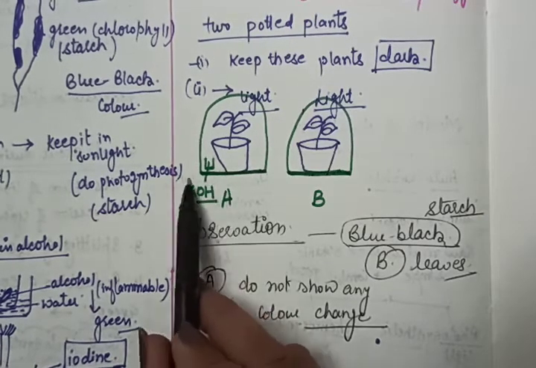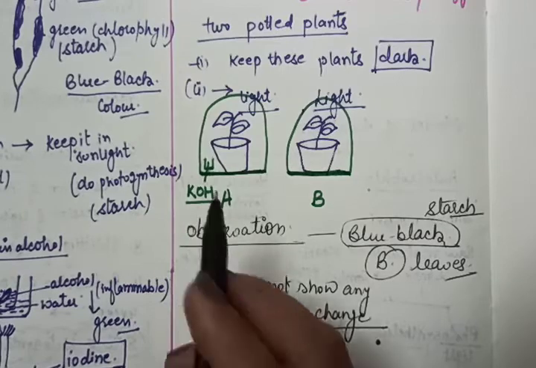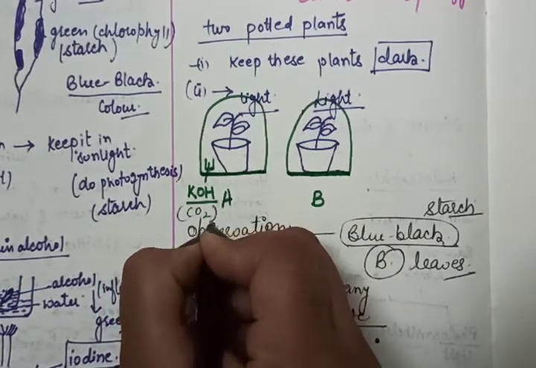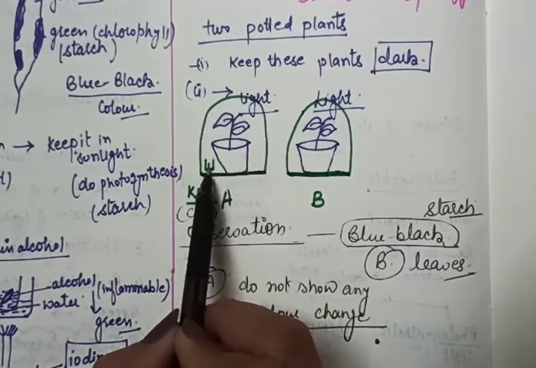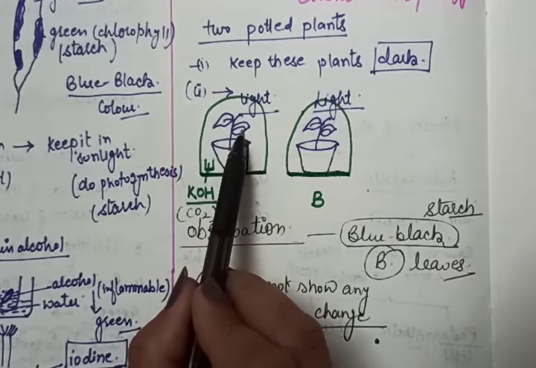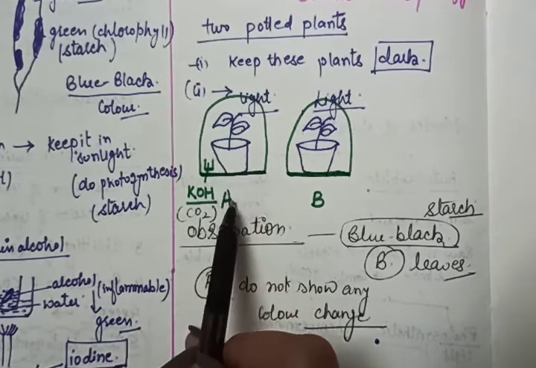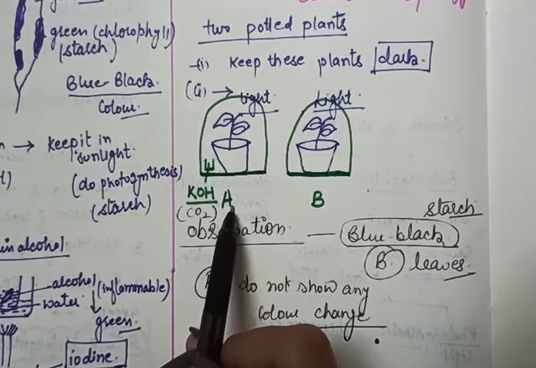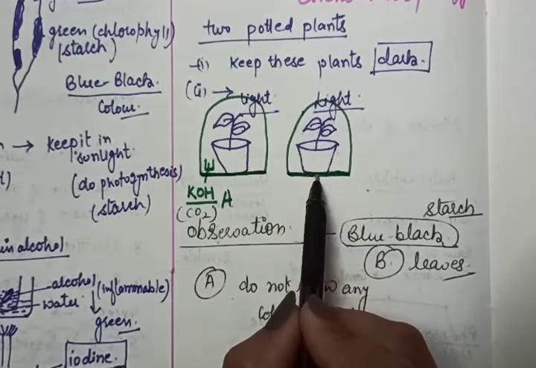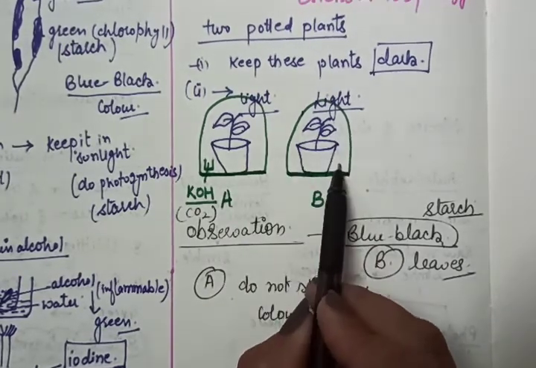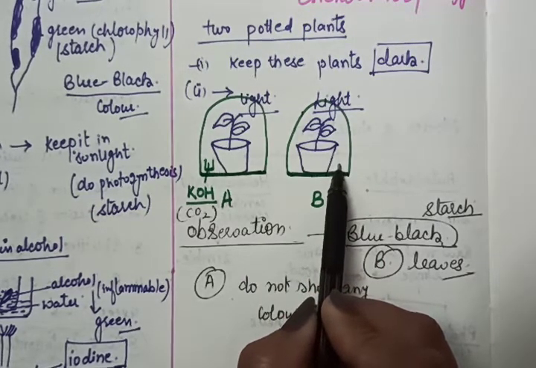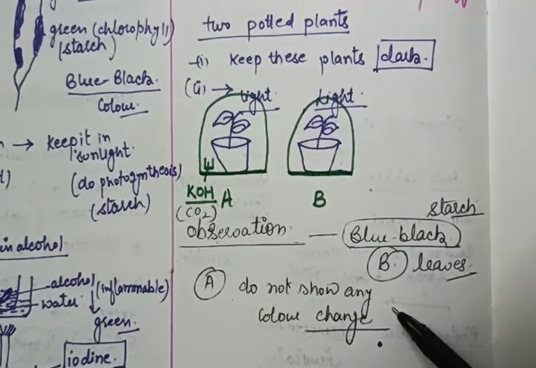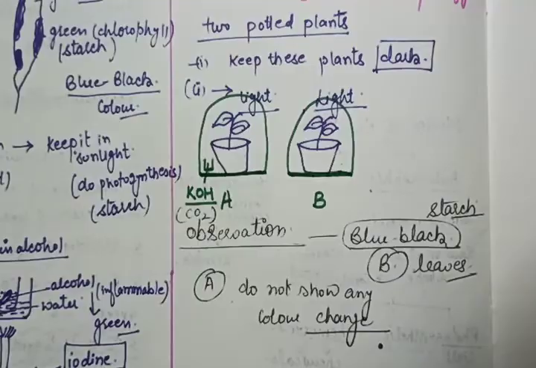Then what is the role of this KOH? The KOH here we are using to absorb CO2. The CO2 that is present inside this bell jar is absorbed by KOH and is not available for the plant to do photosynthesis. So the plant of setup A does not perform photosynthesis and does not show the presence of starch. But the B plant has carbon dioxide inside it, and it will do photosynthesis and shows the presence of starch. In this way we can show that CO2 is essential for photosynthesis.